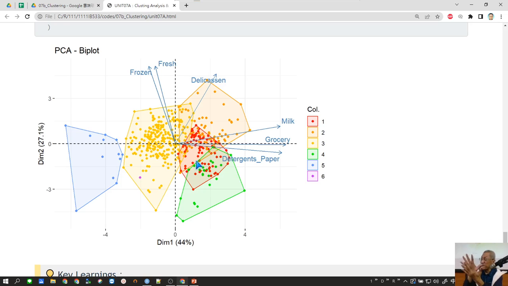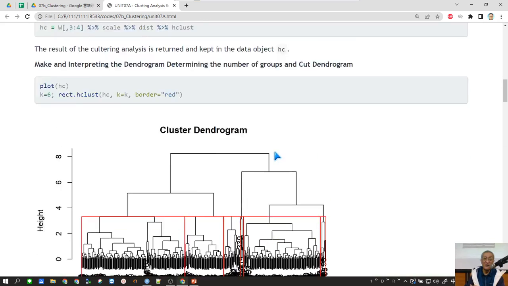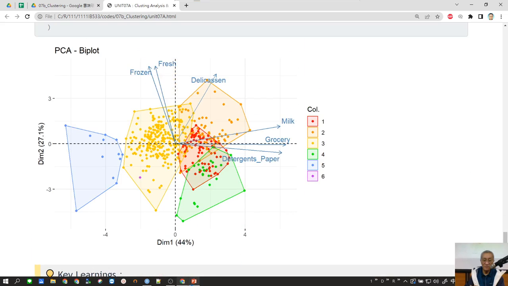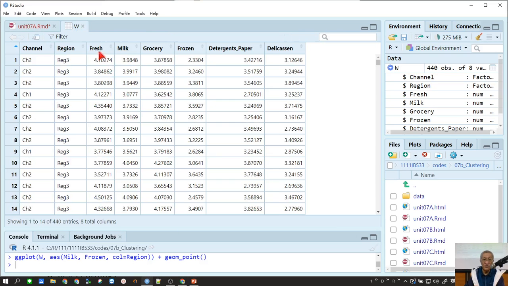Right? And this technique is called dimension reduction. Okay? It starts with the 6-dimensional data, these 6 numeric variables, and compresses it into a lower dimension. Okay? And that is what we mean by dimension reduction.